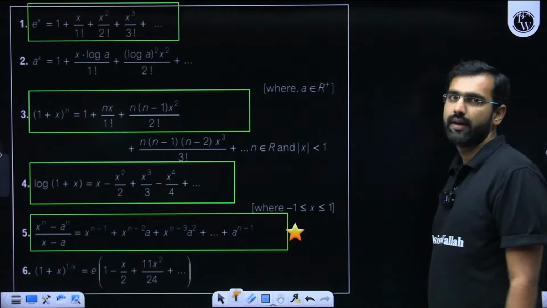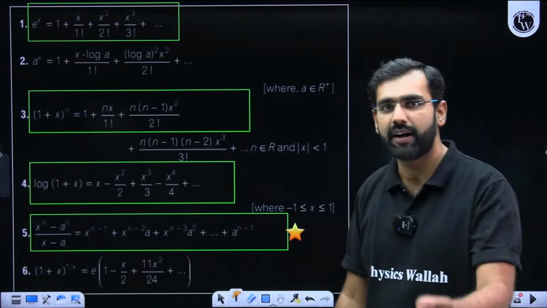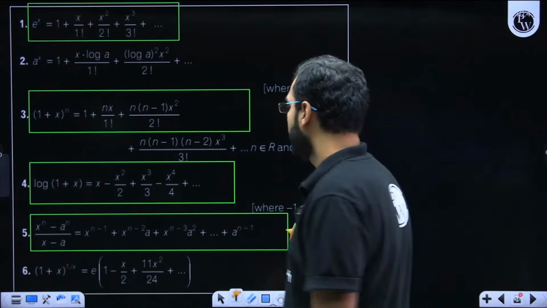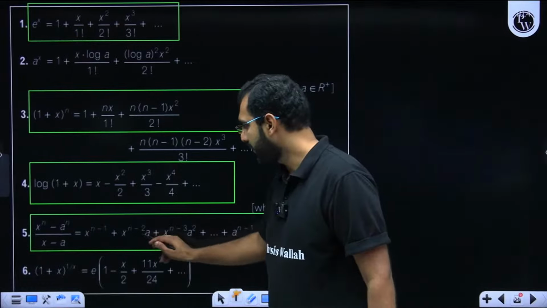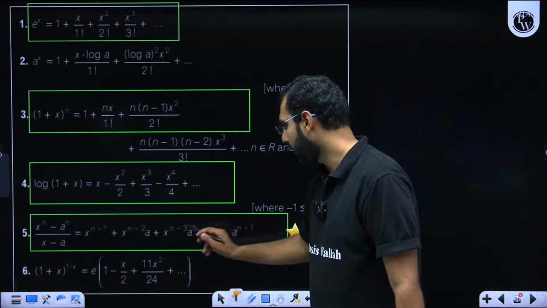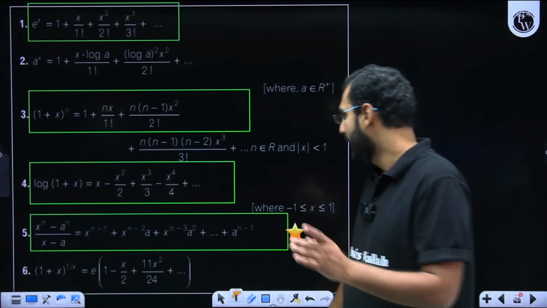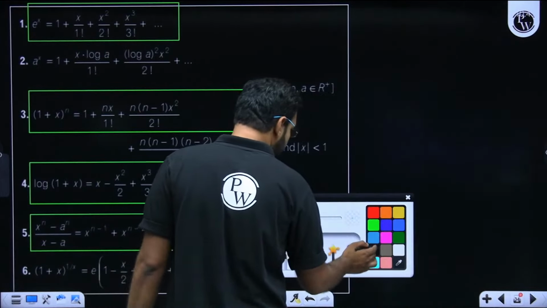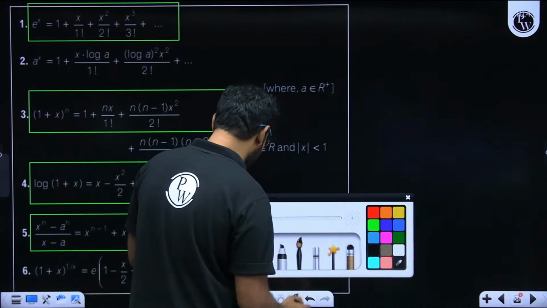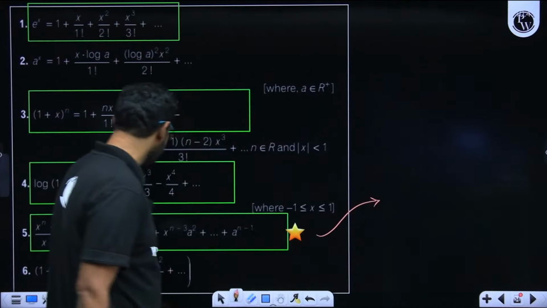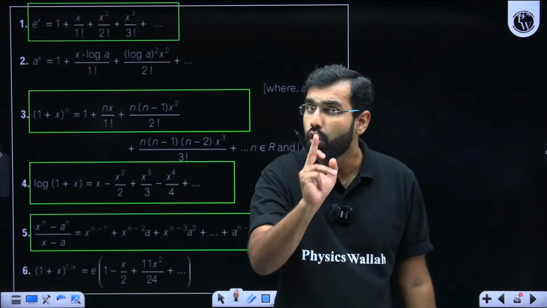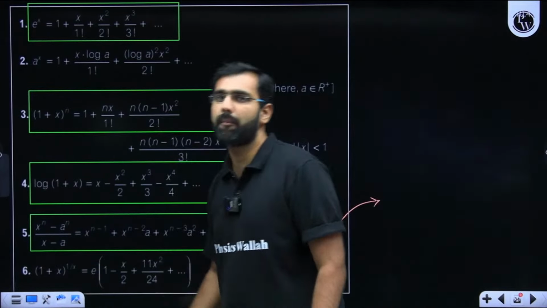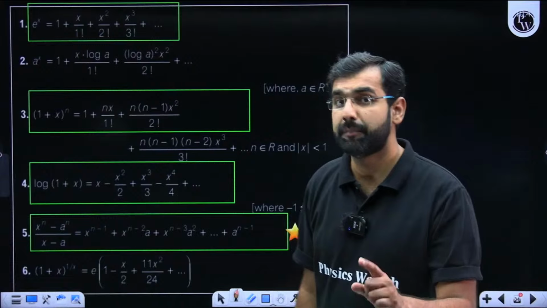This particular one. x to the power n minus a to the power n upon x minus a is x to the power n minus 1 into a to the power 0, x to the power n minus 2 into a to the power 1, x to the power n minus 3 into a square, and so on. And there comes one more crucial, very important handy result, which is this: if x to the power n minus a to the power n is given, then you can always say that it is divisible by x minus a, which means remainder will be 0.